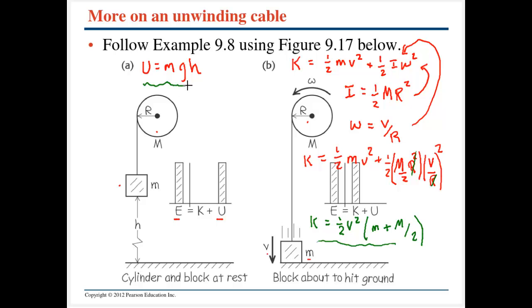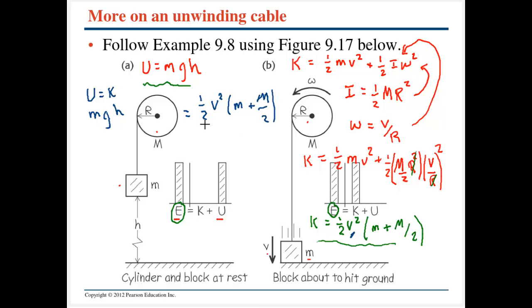Here I have an expression for the potential energy beforehand, and the total amount of energy available to this system is always going to be a constant. So I can set these two equal to each other and figure out the velocity of the block just before it hits the ground. I can figure that v out. I'm going to set the potential energy equal to the kinetic energy, so mass times gravity times height is equal to 1/2 velocity squared times the little mass, and then 1/2 of the big mass.